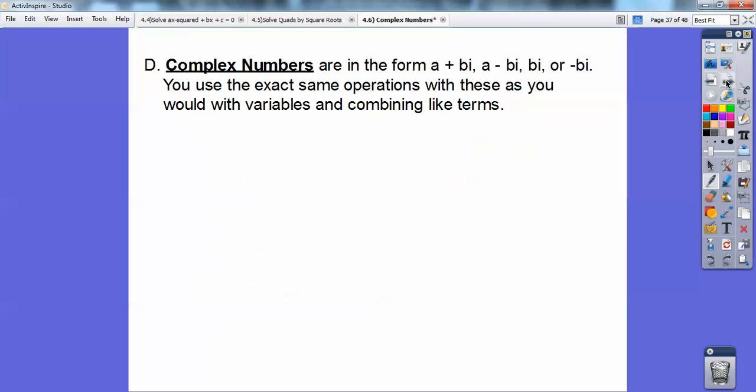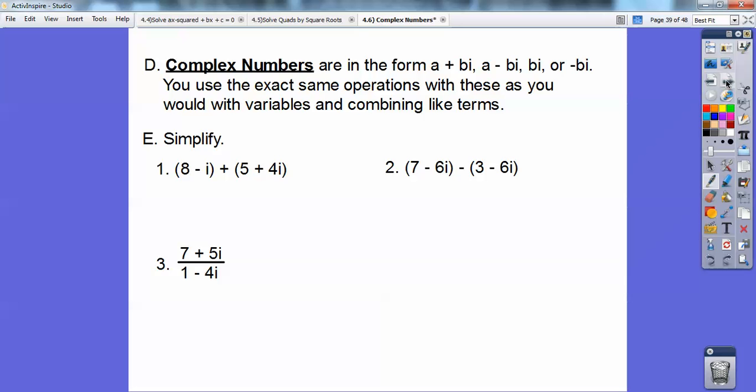Okay? All right, so complex numbers are in the form of a plus bi or a minus bi or just bi or negative bi. And you can use the exact same operations with adding and subtracting and multiplying we've done already and by combining like terms. So let's try a couple here.